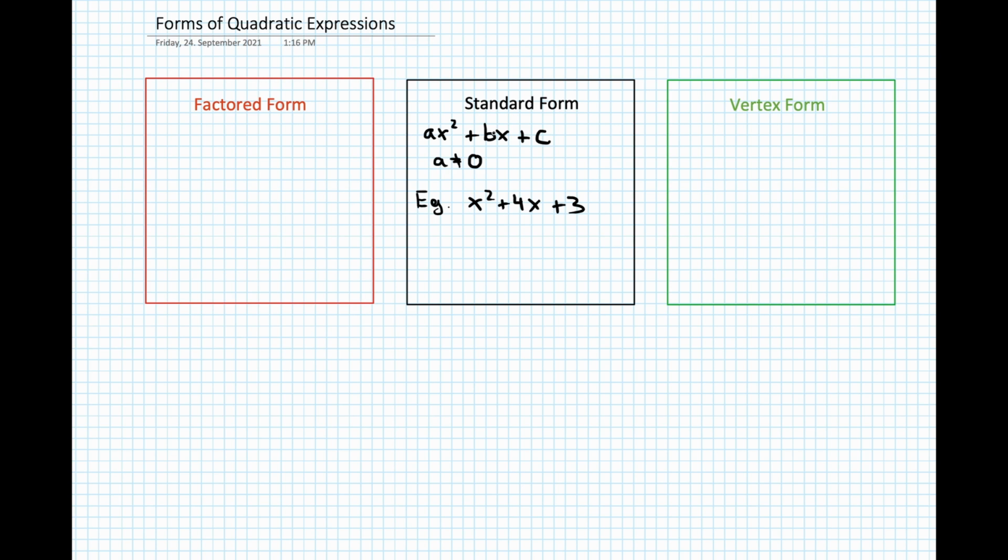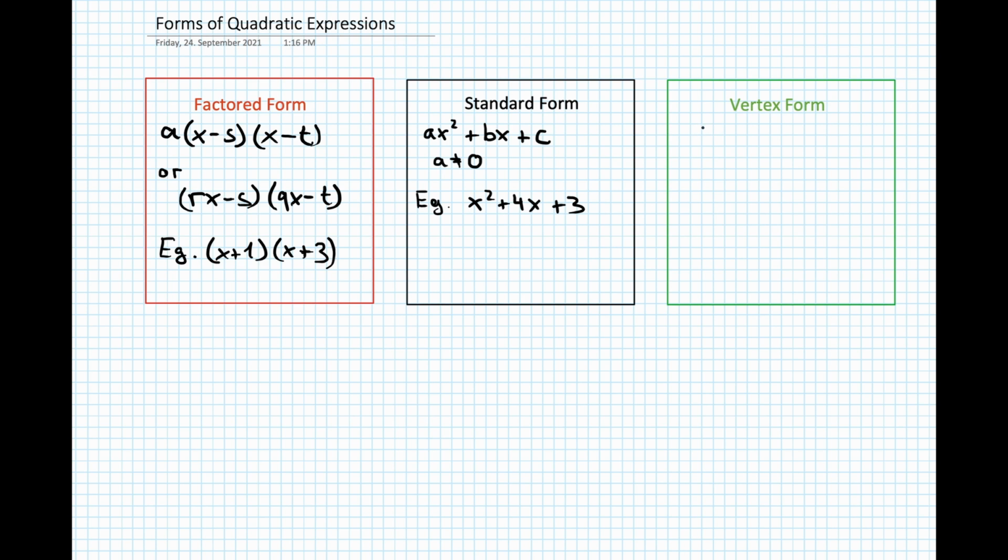Let's talk about the factored form next. The factored form looks something like this. You can have a factor in the front, and then x minus, for example, s, and x minus t. Or you can have a factor inside, which will look like this. Let's call it Rx. It can be any other letter, doesn't matter. Times Qx minus t. In this case, the factors are inside the expression. And most of the time, you'll notice that a is just 1, or r and q are just 1. But they can be something different too. And an example of this would be x plus 1 times x plus 3. That's your factored form.